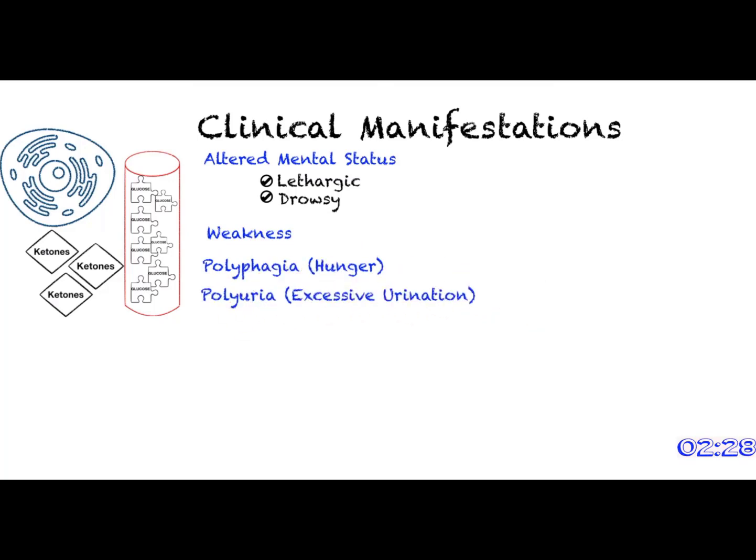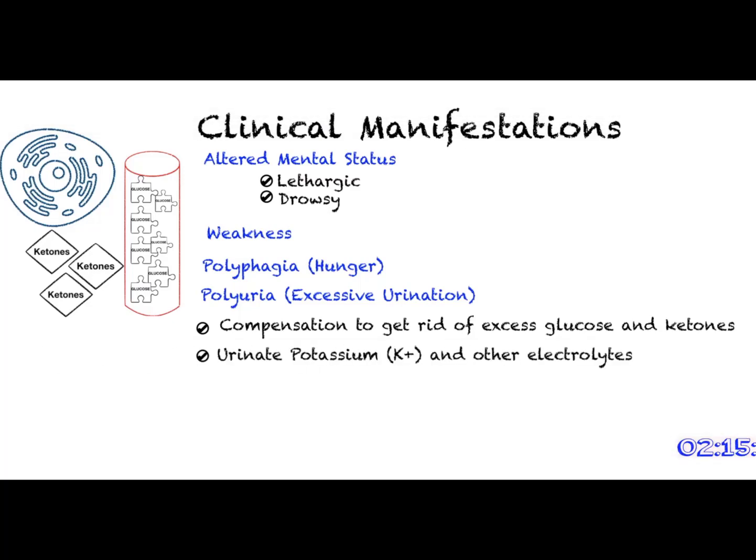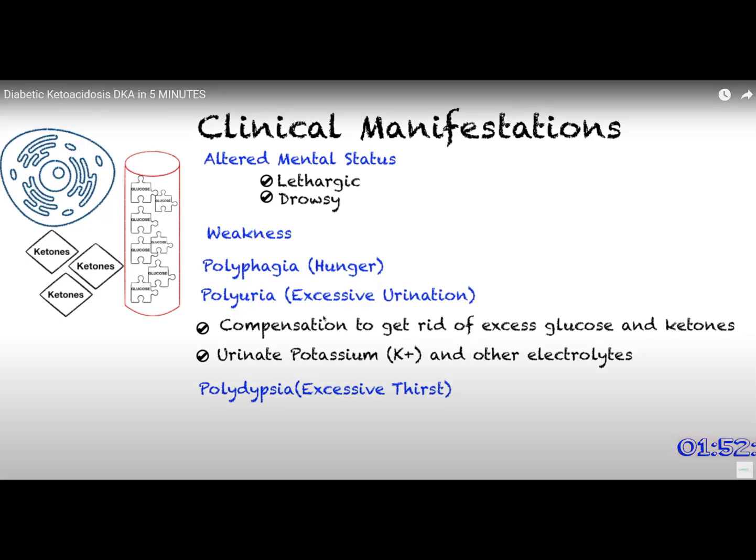Another symptom is polyuria. This is the body's compensation to get rid of the excess glucose and ketones in the system. Now, here's the thing about polyuria. We're not only urinating the excess glucose and ketones, but at the same time, when we have excessive urination, we're excreting the potassium and other electrolytes in our system. So this causes electrolyte imbalance. The next is polydipsia or excessive thirst. Now, this occurs because of the polyuria. We are urinating too much, which causes dehydration. Again, the brain will send signals that we are dehydrated.